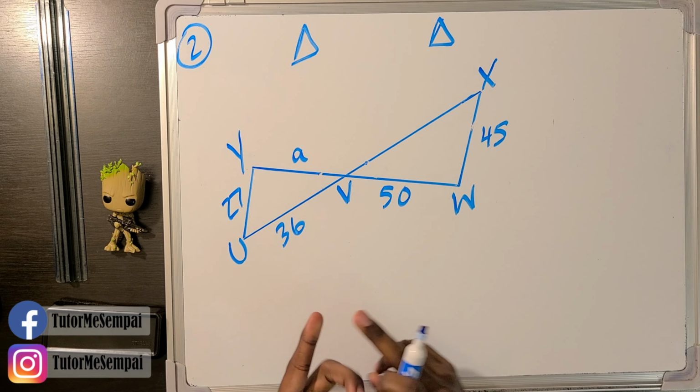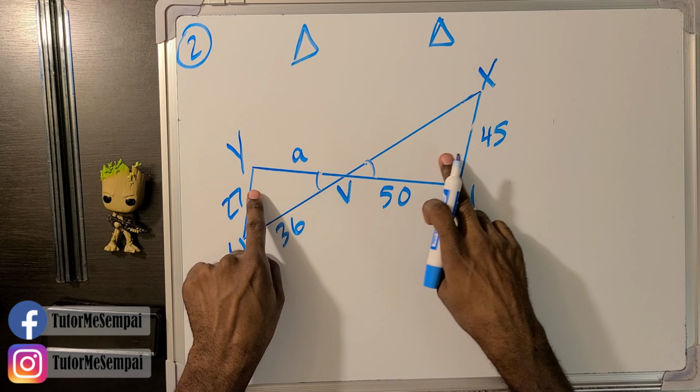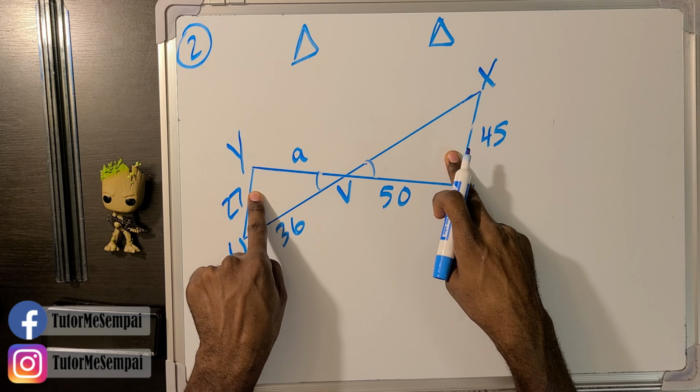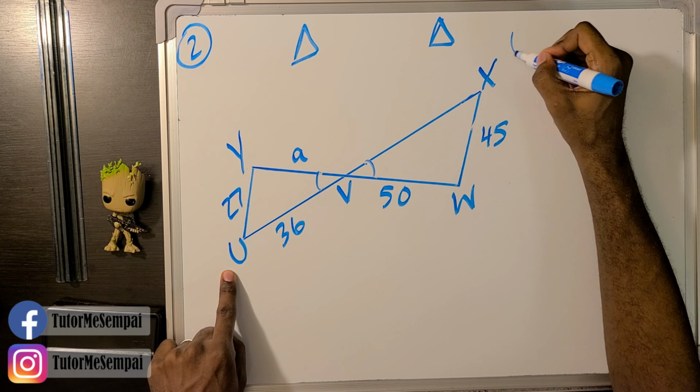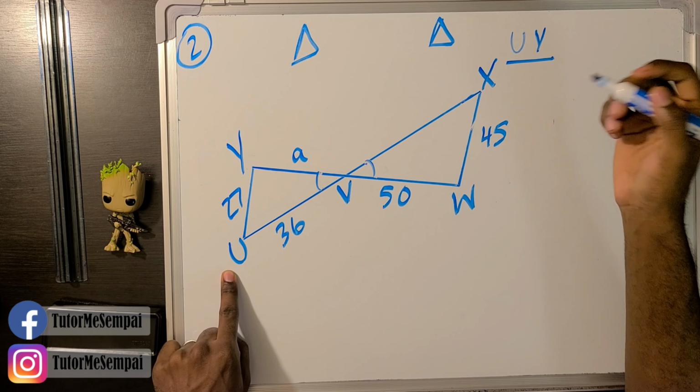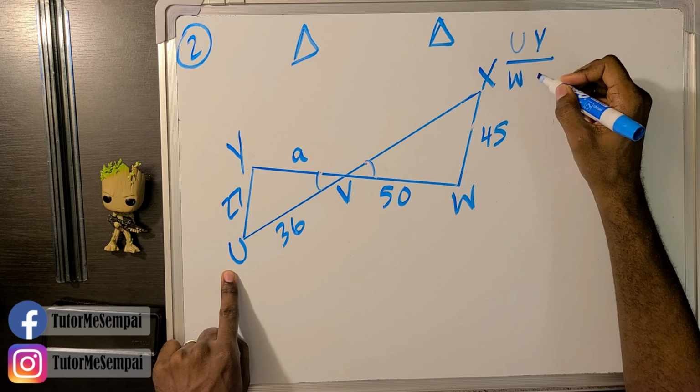Now, you may be asking, why are we still focused on angles if we already know that these two triangles are similar? That's because we can find our corresponding sides if we know what the corresponding angles are. If you recall in my previous video on similar triangles, I said that your corresponding sides are always going to be opposite your corresponding angles. So since these are corresponding angles, we know that the sides opposite of them are going to be corresponding sides, which means that UY is going to be corresponding with WX. So now that we have one, let's move on to the next.